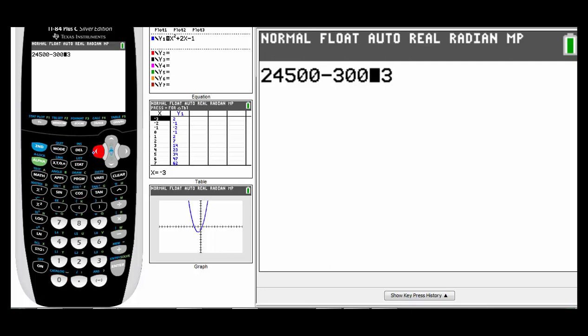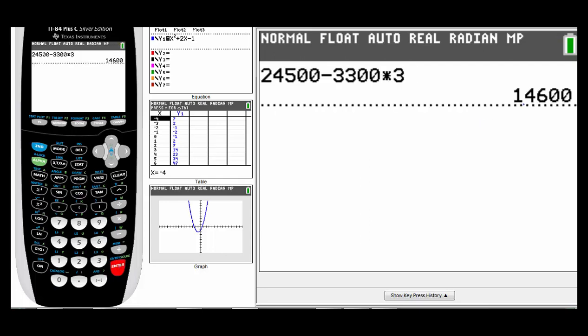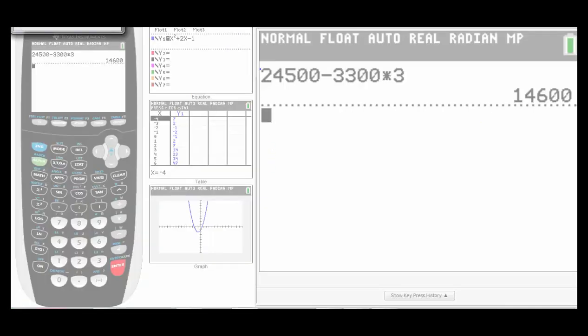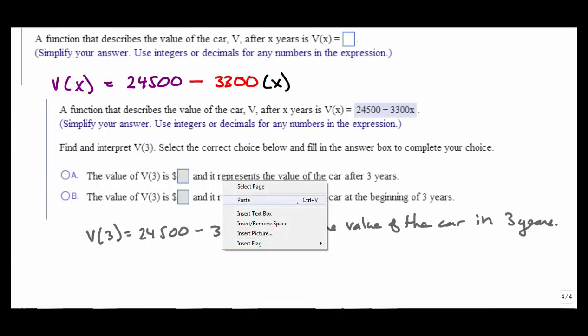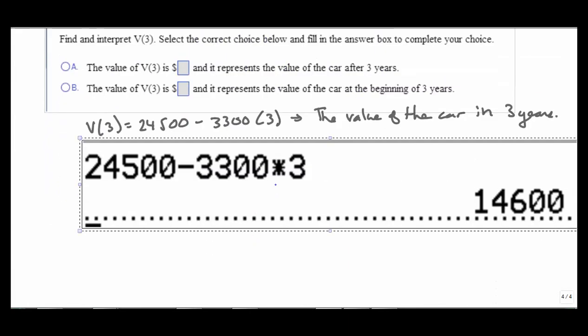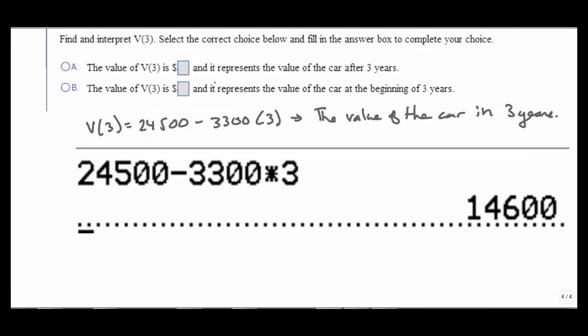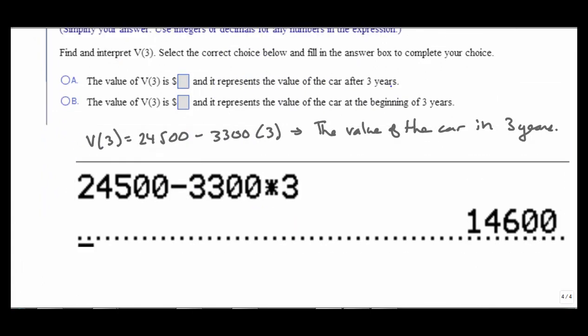Now, if you have calculators that do only one operation at a time, be really careful about the order of operations here. And so here we'd get 14,600, and that would be the value of the car then after 3 years. So let's go ahead and interpret what that means. The value of the car after 3 years, or part B, the value of v of 3, and it represents the value of the car at the beginning of 3 years.